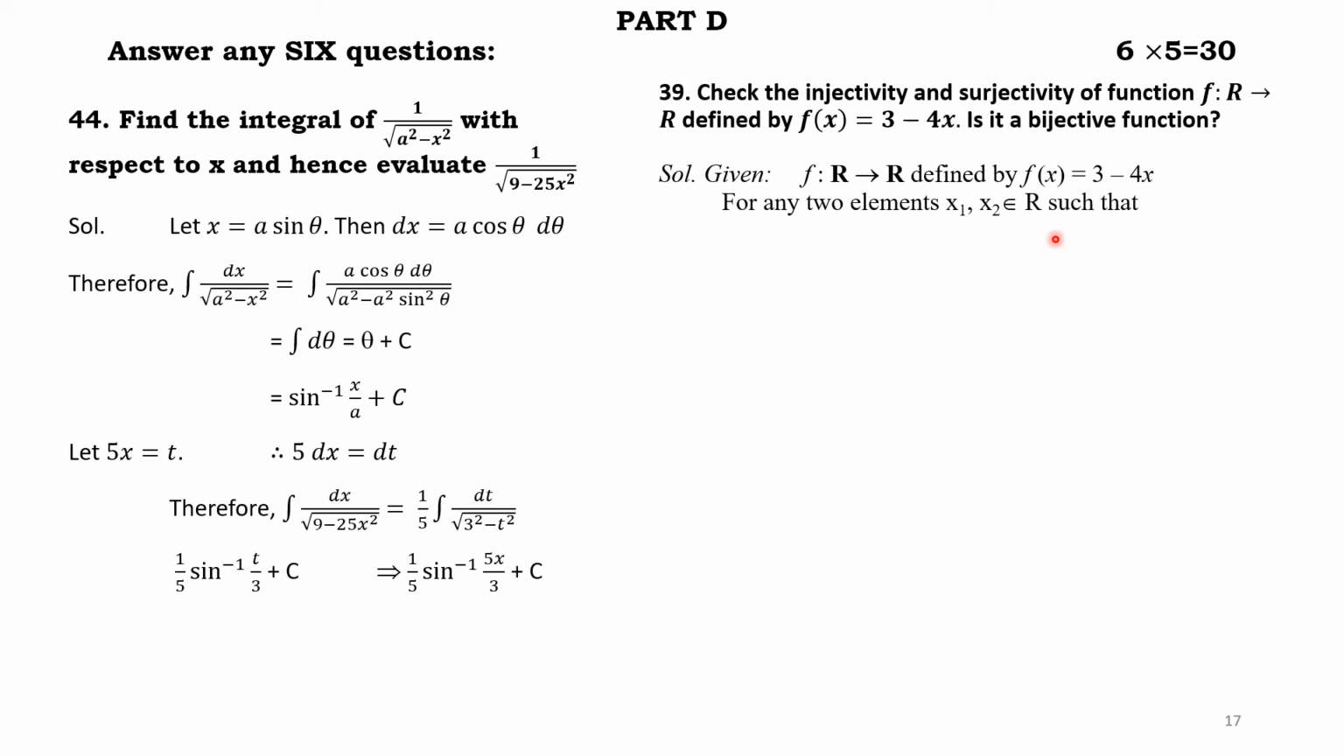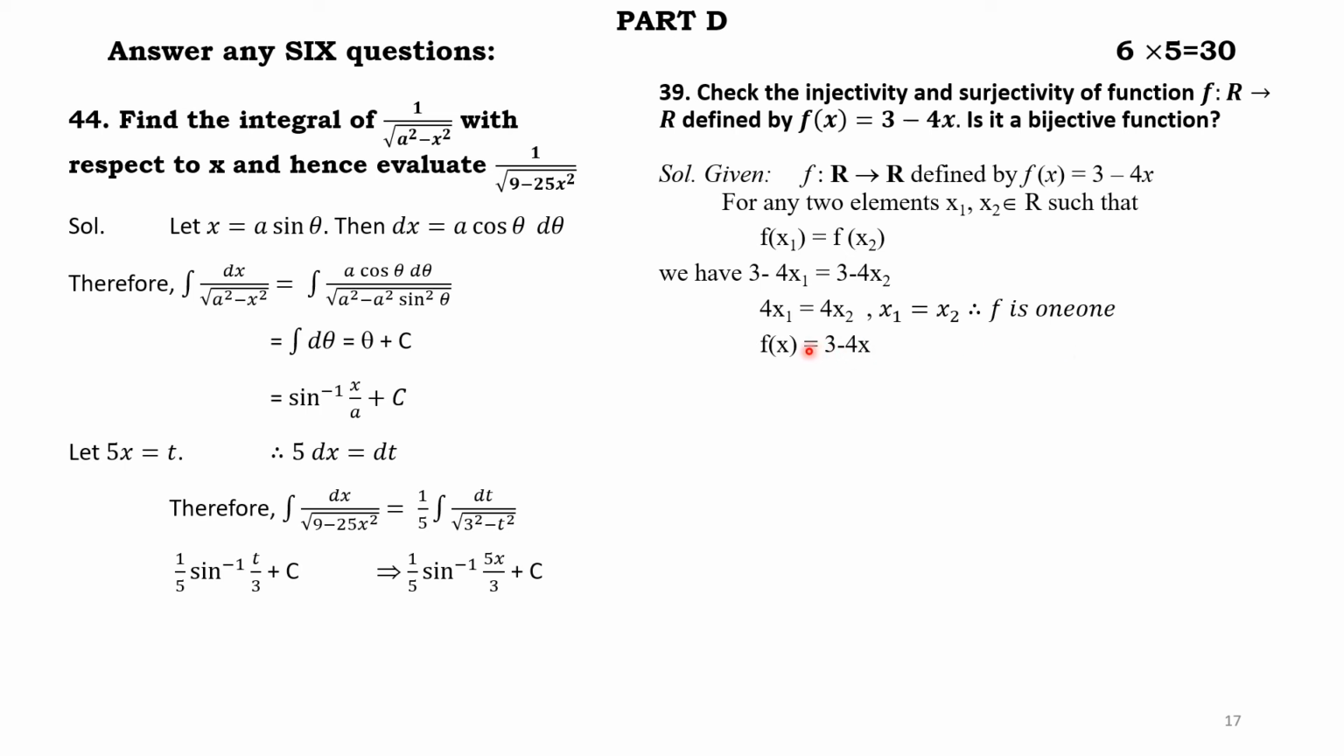Therefore, for any two elements x1, x2 belonging to R such that f(x1) is equal to f(x2), we have 3 minus 4x1 is equal to 3 minus 4x2. Therefore 4x1 is equal to 4x2. Therefore, x1 is equal to x2. Therefore, f is one-one.